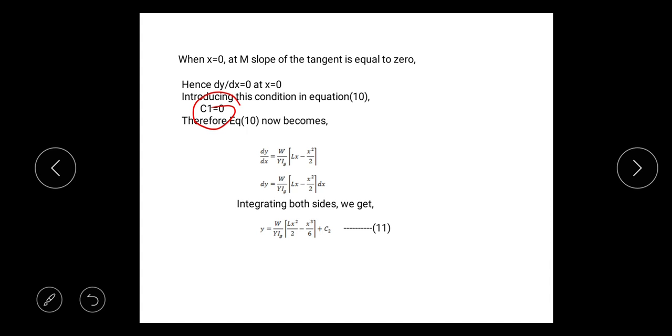Here again take that dx to the right hand side of the equation. So here it is written. Again integrate. So the integral of dy is y.